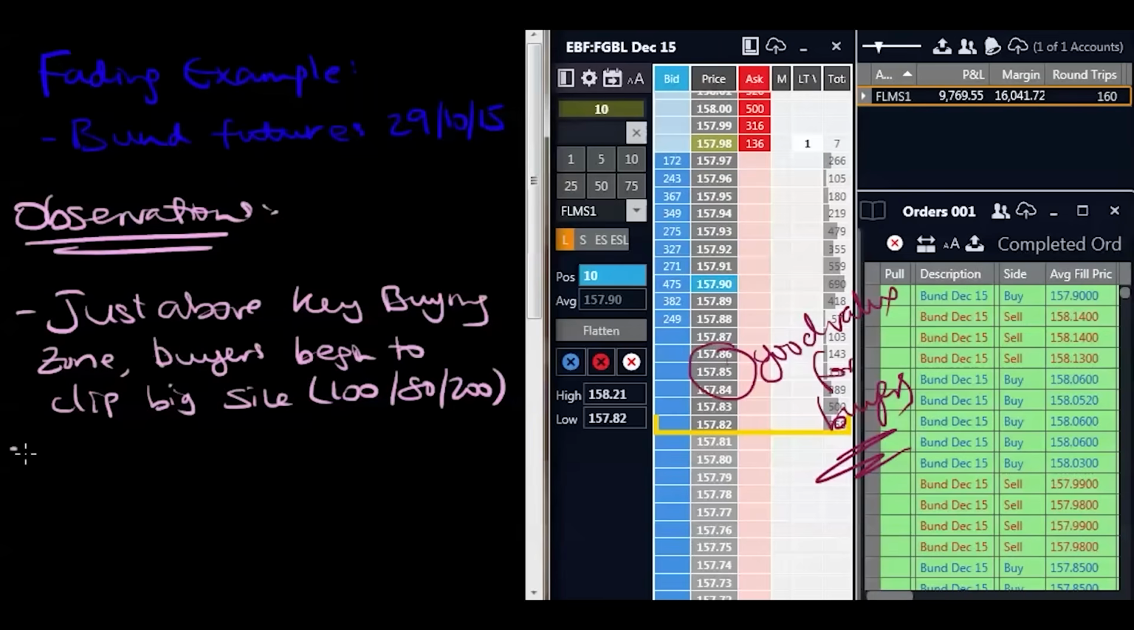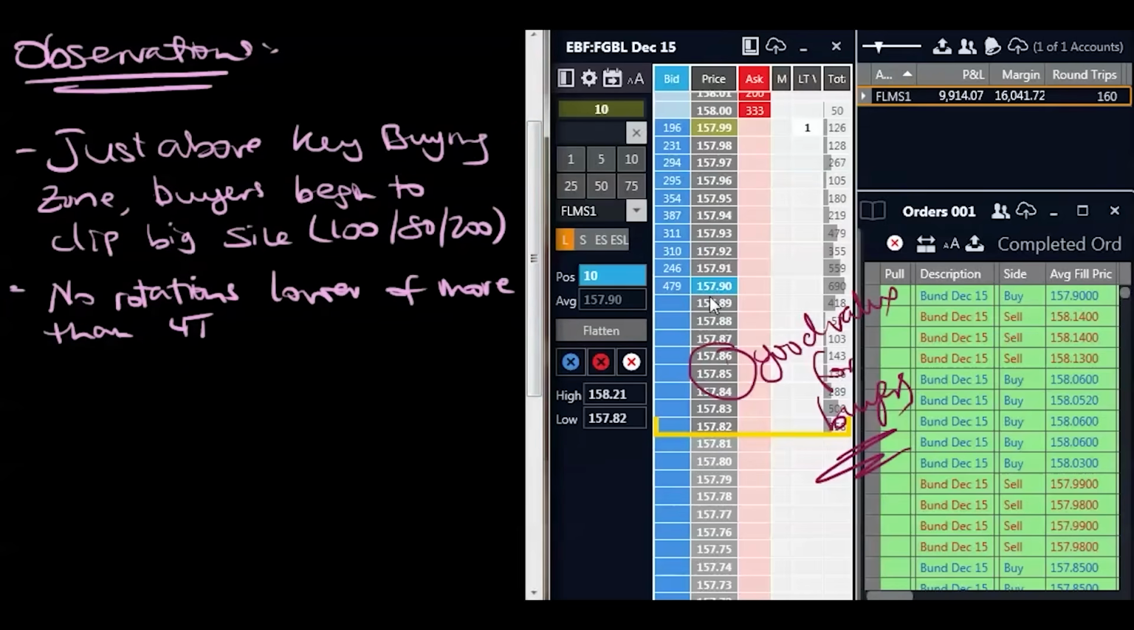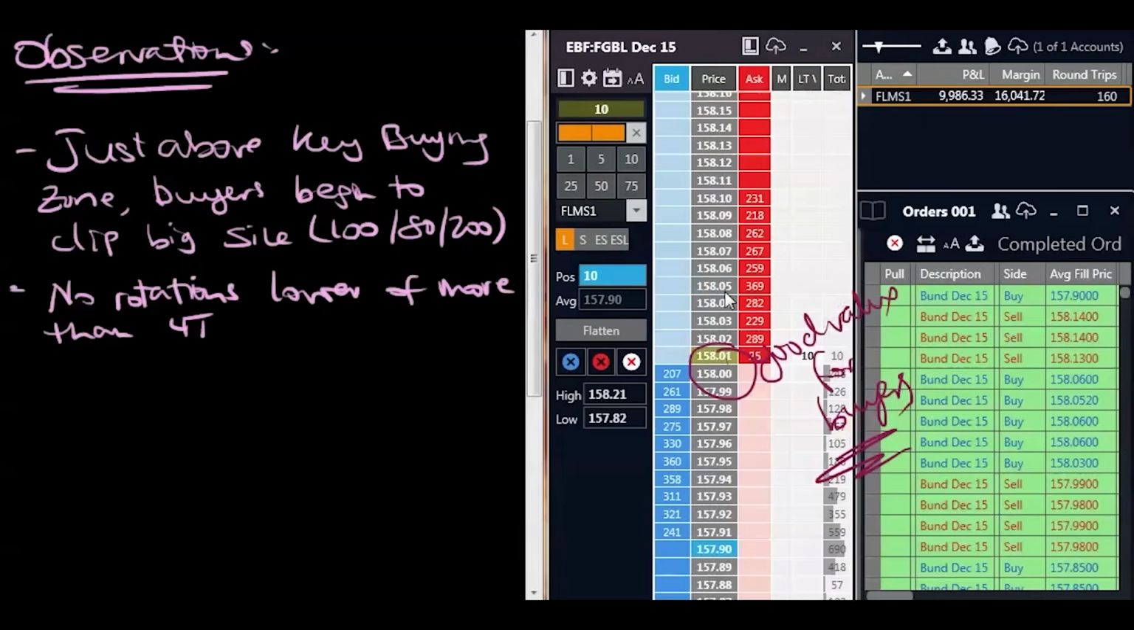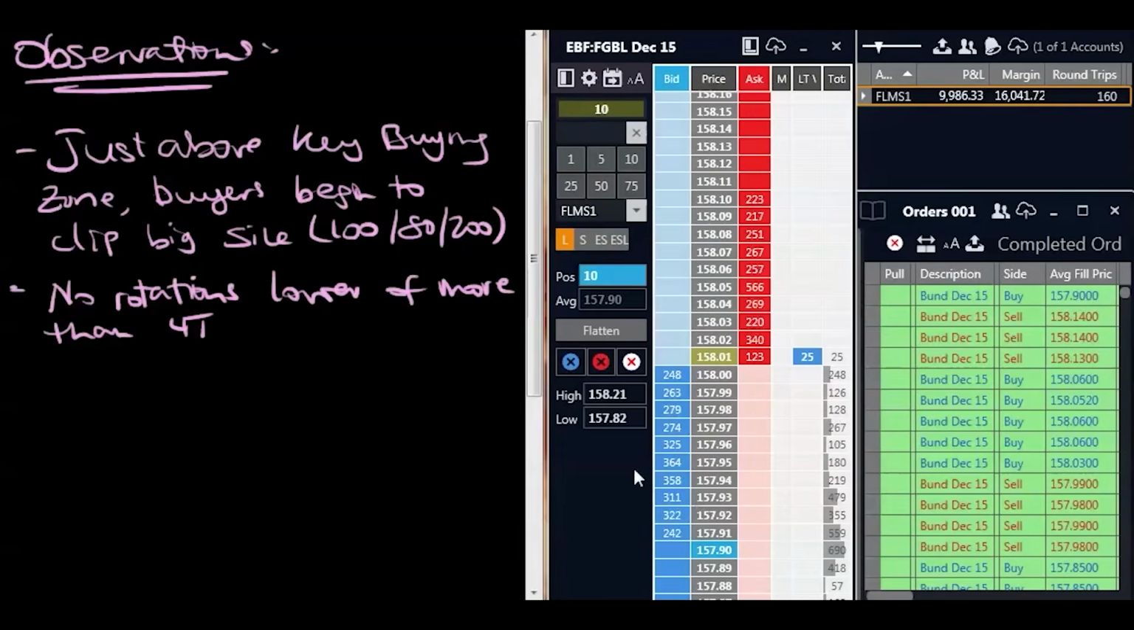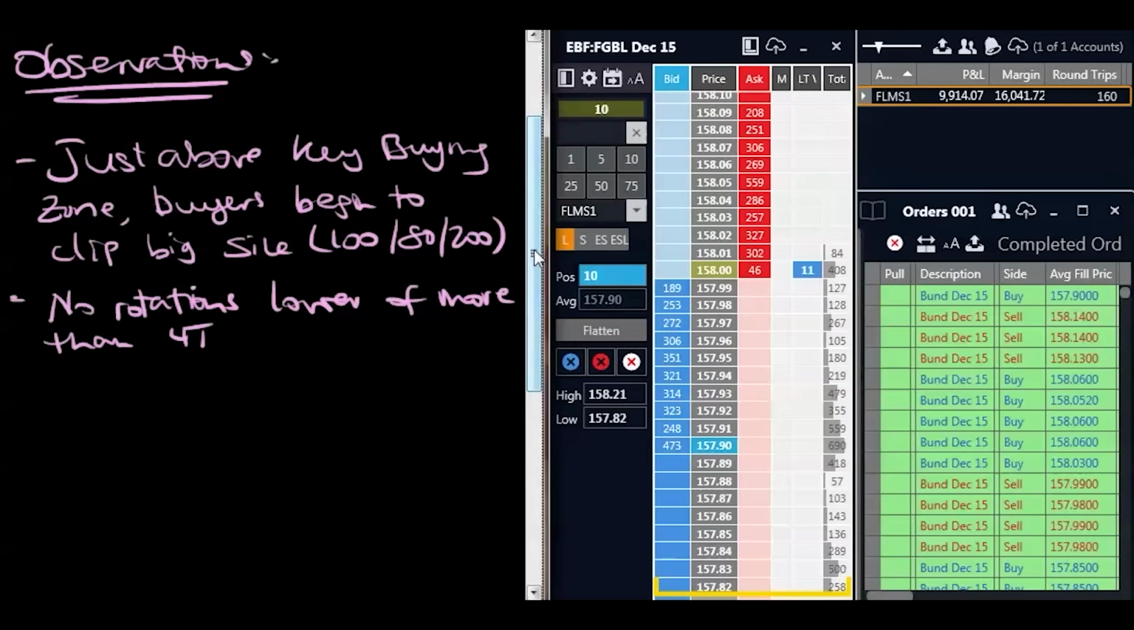Now, another characteristic: no rotations lower of more than 4 ticks. I think we saw a 3 tick rotation, maybe a 2 or 3 tick rotation, but there has not been a bigger one. We're trading all the way up at 01s. Notice from 82s, we've basically done a 20 tick straight line rotation all the way up to these 02s. These are some observations you've got to keep in mind.